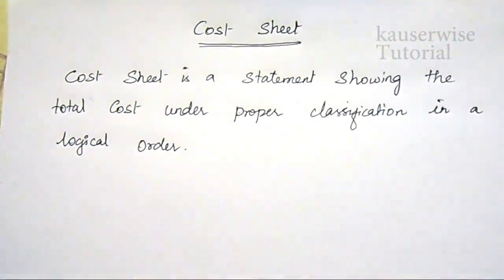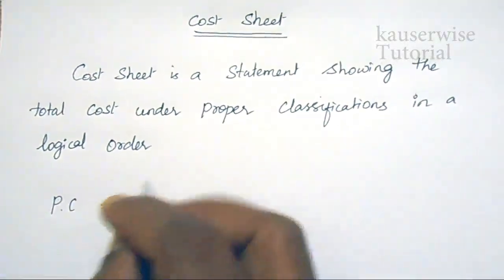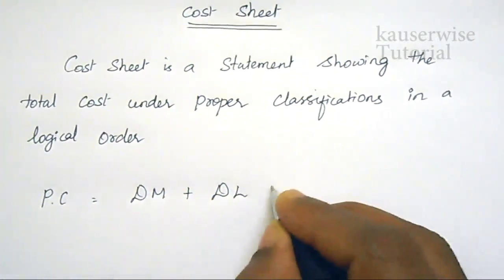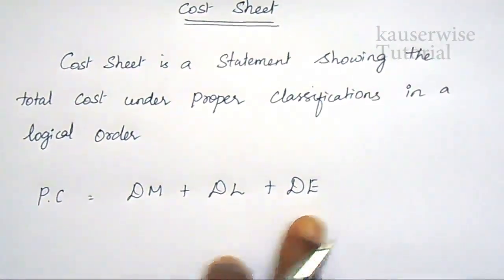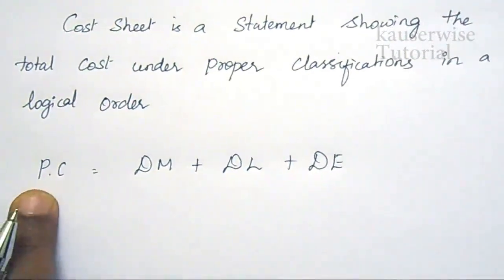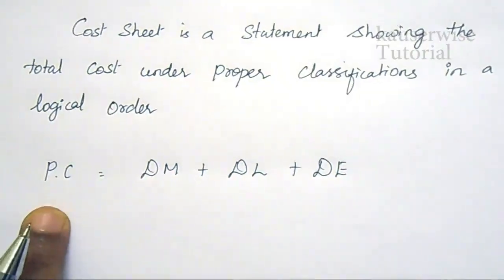So the first one is prime cost. Prime cost consists of direct material plus direct labor plus direct expenses. All these three elements combined are called prime cost. So prime cost is the first classification which comes under cost sheet.